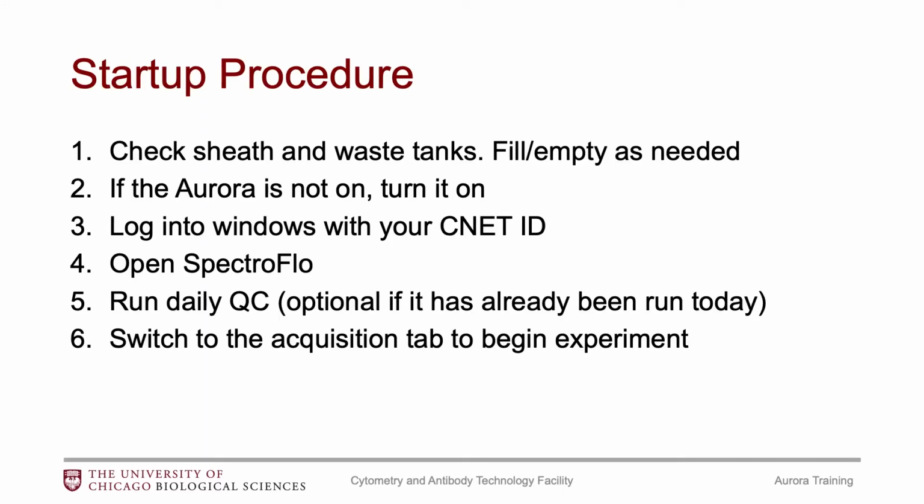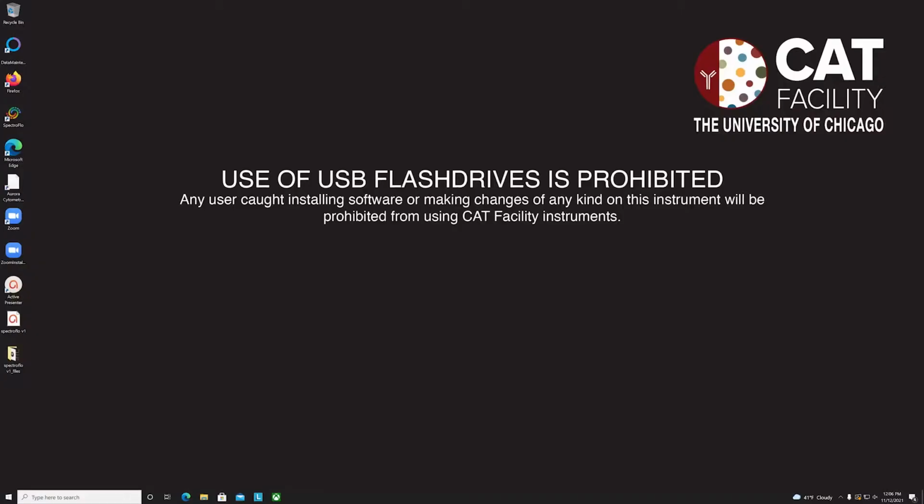Here's an overview of the startup workflow. First, you're going to check the sheath and waste tanks and make sure that the Aurora is turned on. Then log into Windows using your CNET ID and open up the SpectroFlo application. Then you can assess the status of the daily QC, which I'll talk about in a moment, and then you can acquire your samples. Let's get into the SpectroFlo demo.